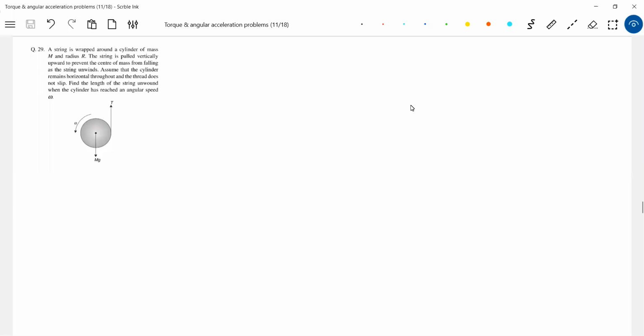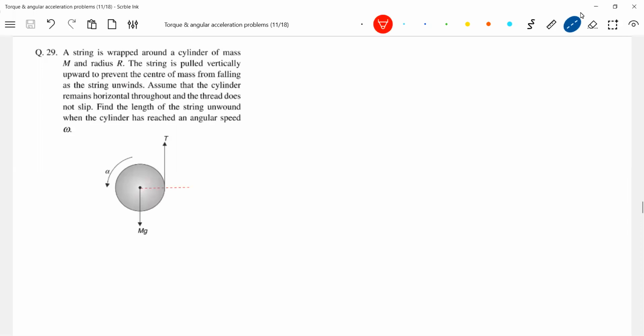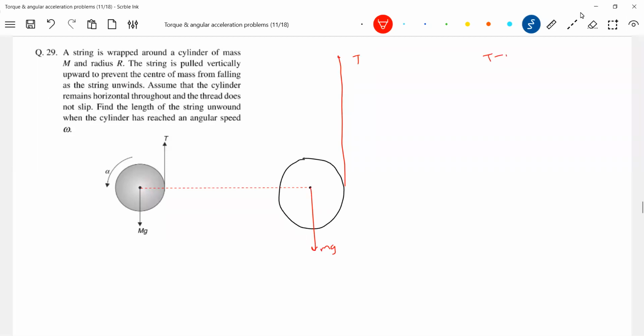So the center of mass of the cylinder will not shift. After some time, the cylinder will be there only. Only when the thread gets unwound. It's a rough diagram. So the thread will get unwound. Then the strict condition is T should be equal to mg. There's no other way. At the same time, it will set up a torque about the point O.